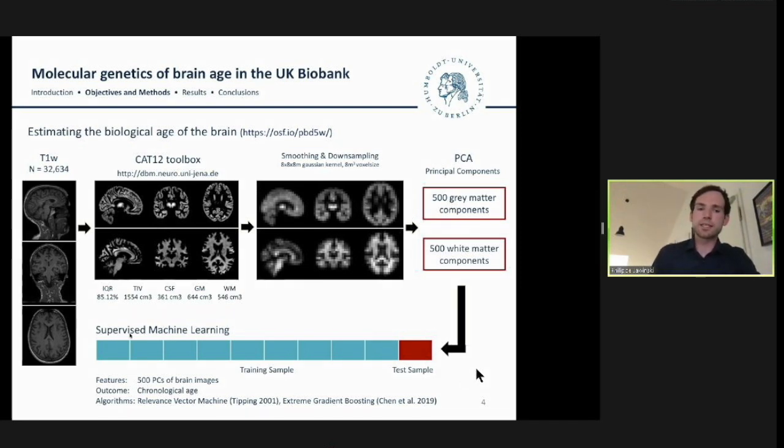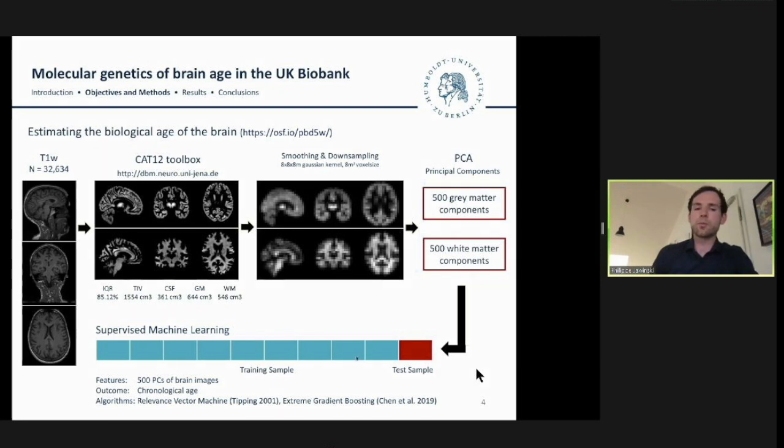We took 90% of those 32,000 individuals to train a predictive age estimation model. So we took the 500 principal components as features or predictors, chronological age as outcome variable, and we used different machine learning algorithms. Later on, we just averaged all of the results of those different algorithms used.